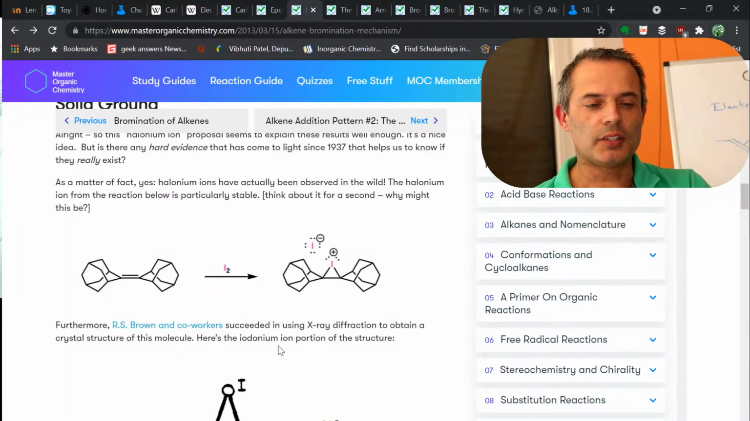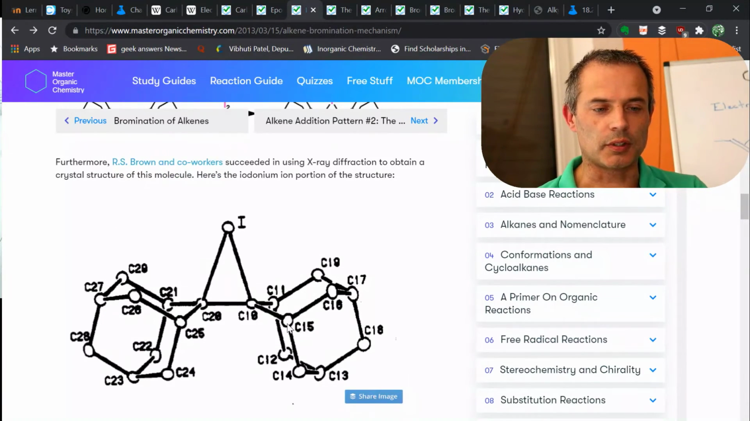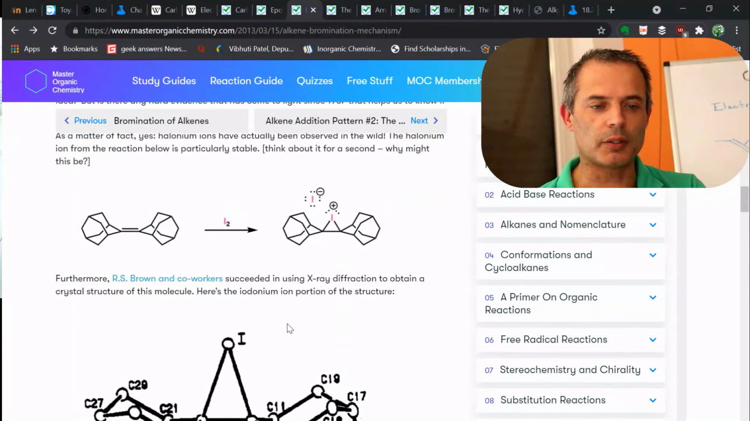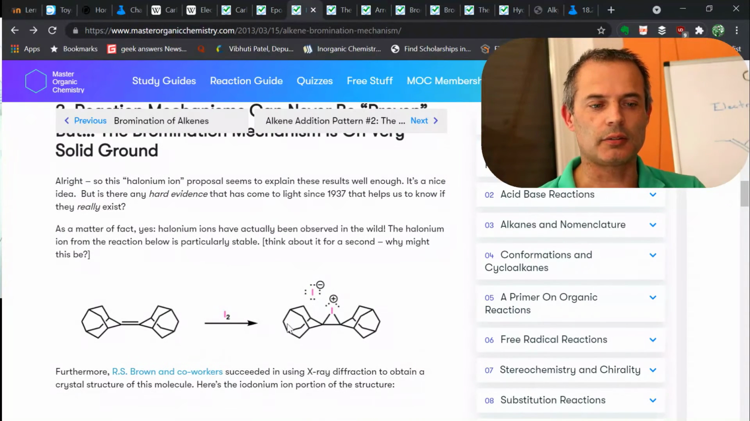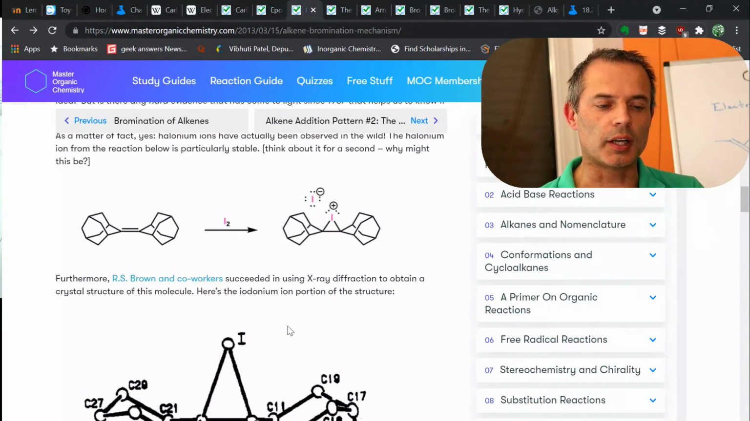If we look at this chemical, here's a picture of it. It can be found, it was discovered and isolated. Why is this more stable than any of the others? Well, we've got a stable shape. There's a stable shape here.